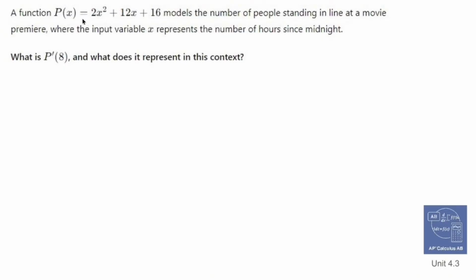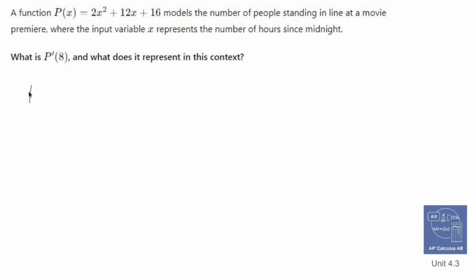A function p of x equals 2x squared plus 12x plus 16 models the number of people standing in a line at a movie premiere, where the input variable x represents the number of hours since midnight. What is p prime of 8, and what does it represent in this context?